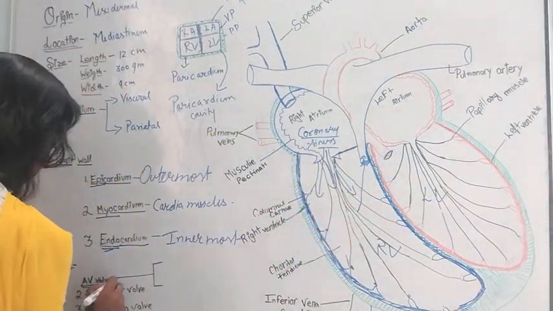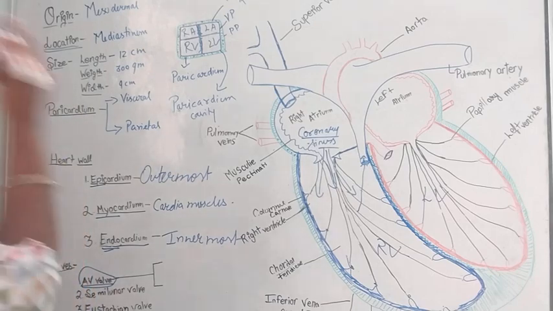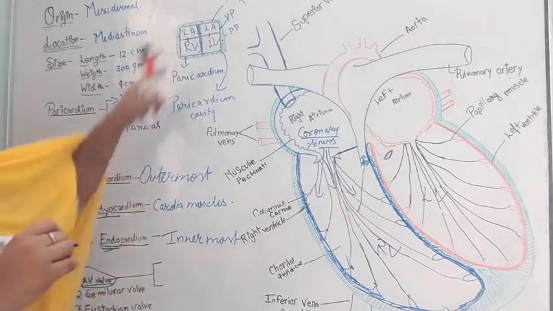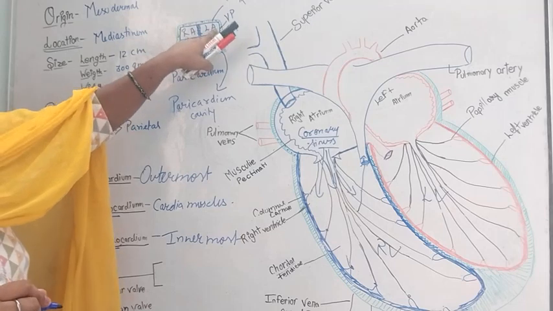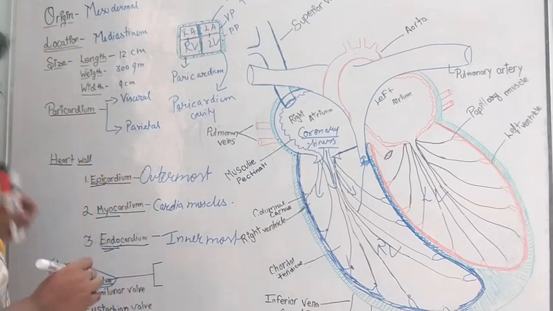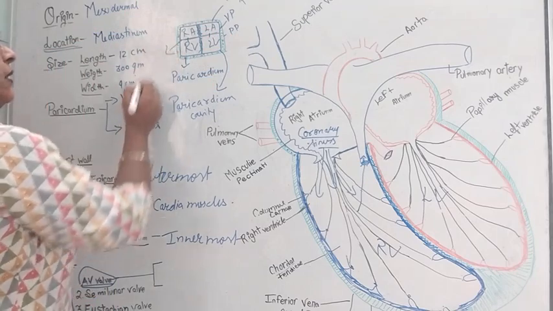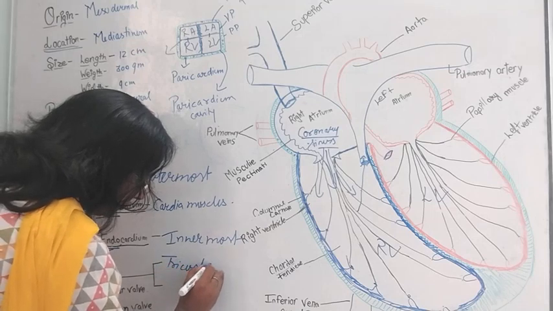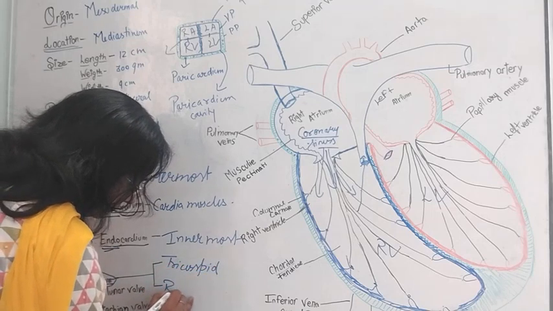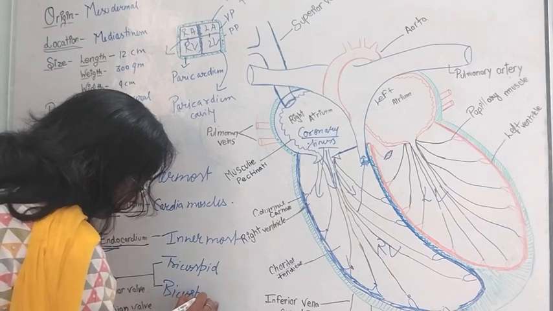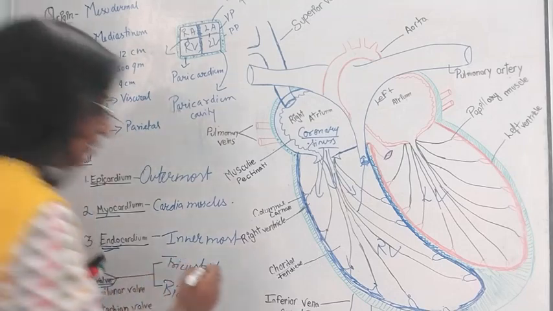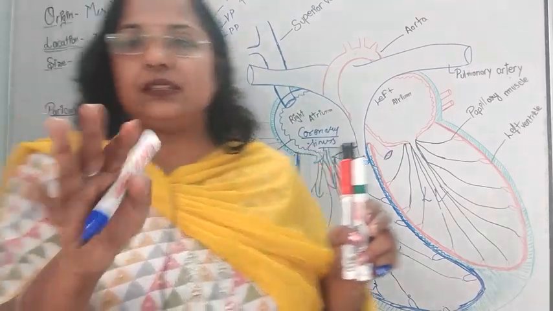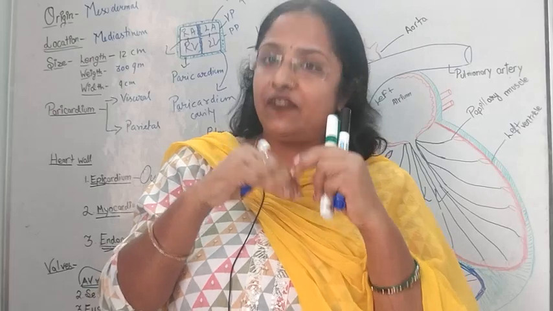Now we come to the AV valve. AV valves are present between the atrium and ventricle, both right atrium and right ventricle, and left atrium and left ventricle. In the right side it is known as tricuspid. In the left atrium it is known as bicuspid or mitral valve. Cuspid is nothing but a flap-like or leaf-like structure.